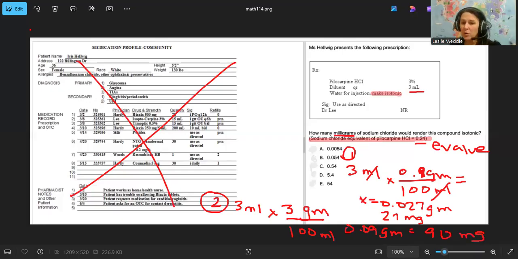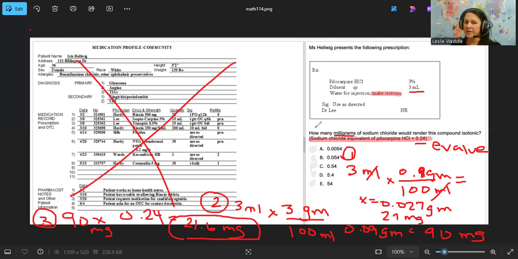We have to get this in sodium chloride terms. Right now it's in pilocarpine terms. So we're going to multiply, step 3, multiply 90 times pilocarpine's E value, 90 milligrams times an E value of 0.24. As long as you're in weight, grams or milligrams, it will stay in the same unit. So 90 times 0.24 is 21.6 milligrams. Now we can subtract this. This is how many milligrams of sodium chloride that pilocarpine contributes.